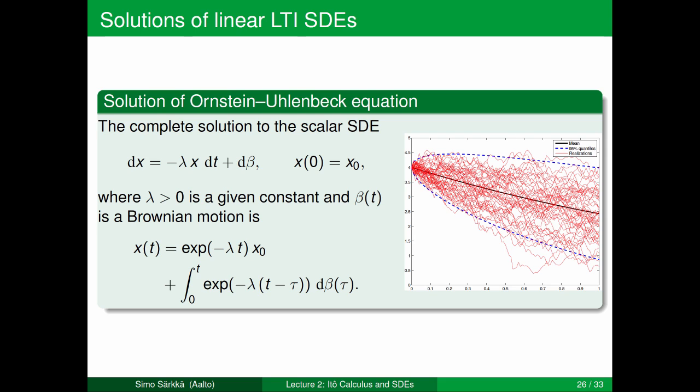So the solution is x(t) is equal to the exponential of minus lambda t, because we don't have any matrix exponential but only a scalar exponential, times x0 plus then another term, which is the integral from 0 to t of the exponential of minus lambda (t minus tau) times d beta. So the first term is deterministic given the initial condition, and the second term is actually a Gaussian random variable.